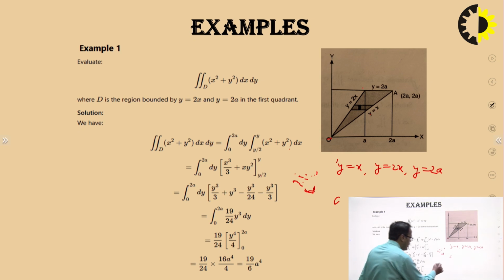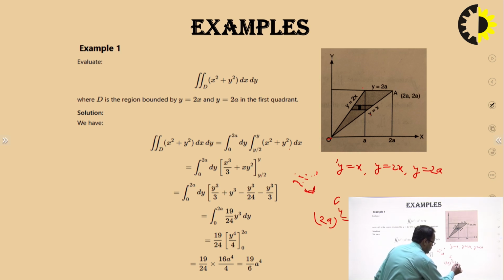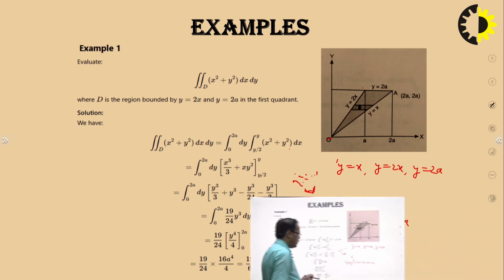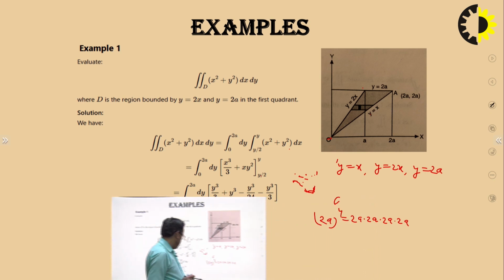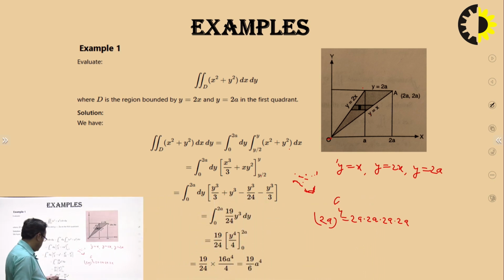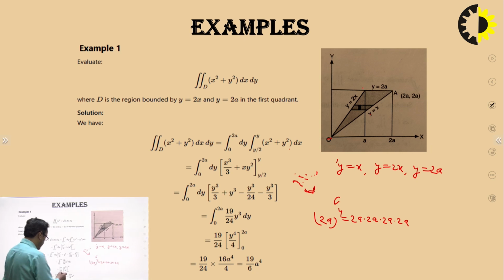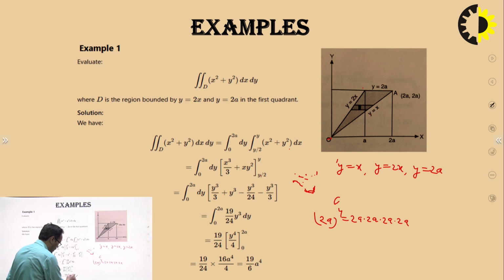The (2a) to the power 4 means 2a into 2a into 2a into 2a, 2 to 4 to 8 to 16, so 16 a to the power 4 by 4. Finally, after simplifying, the result is 19 by 6 a to the power 4. Sometimes limits are not given, so we also find the limits from the region of integration.